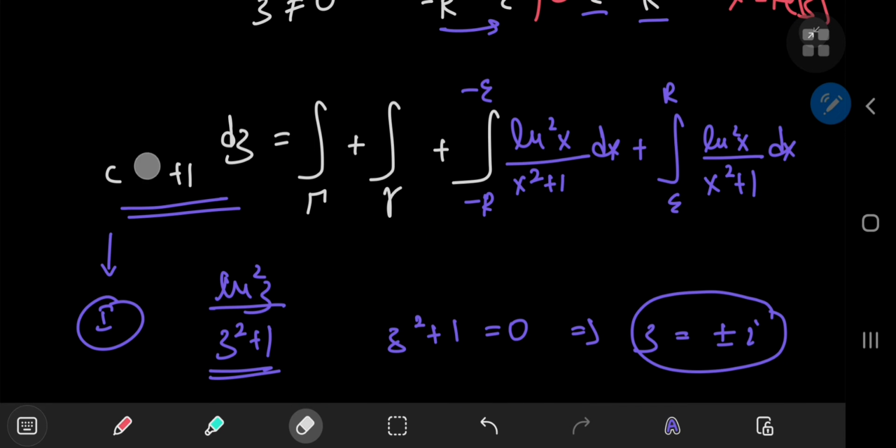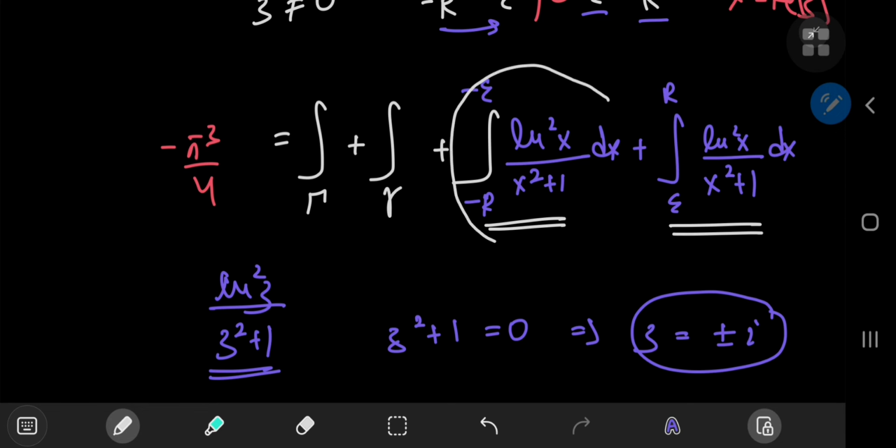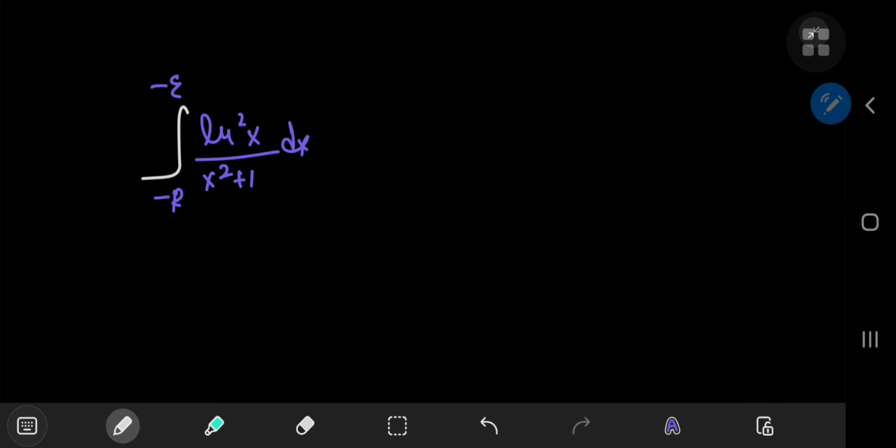So let's replace this integral by the answer we got, which was negative pi cubed by 4. Now I'm going to deal with these two real integrals first, and then we'll deal with the integrals over the contours gamma and small gamma later using Jordan's lemma. And of these two real integrals, I'm going to consider this one first.